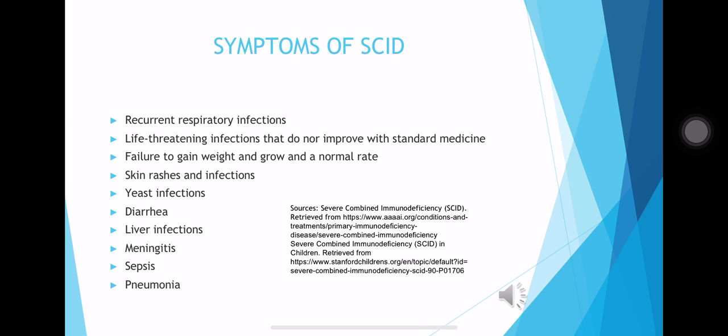At birth, a child with SCID may appear healthy despite being extremely vulnerable to germs. Symptoms generally begin within the first year of a child's life. However, these will vary a bit with each case. These may include frequent life-threatening infections that are hard to treat and generally do not respond to medications, recurrent respiratory infections, yeast infections, skin rashes and infections, and failure to grow and gain weight at a normal pace.